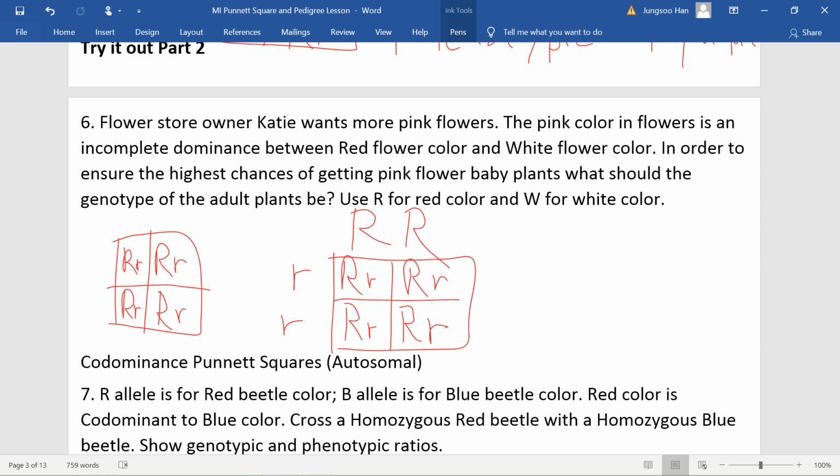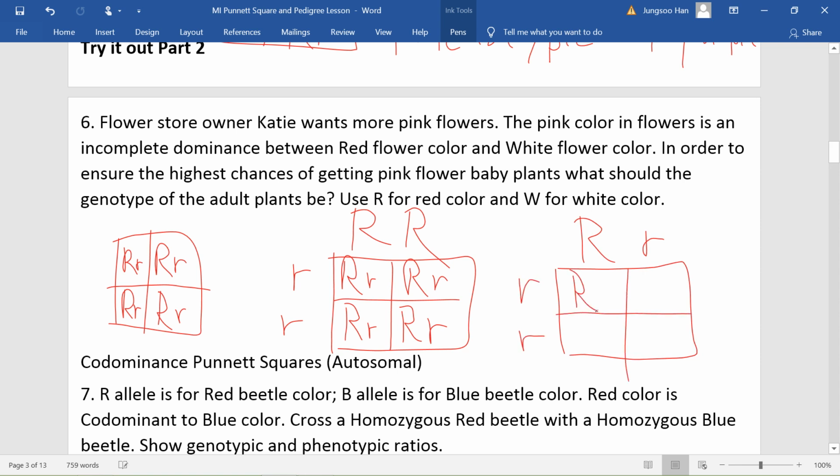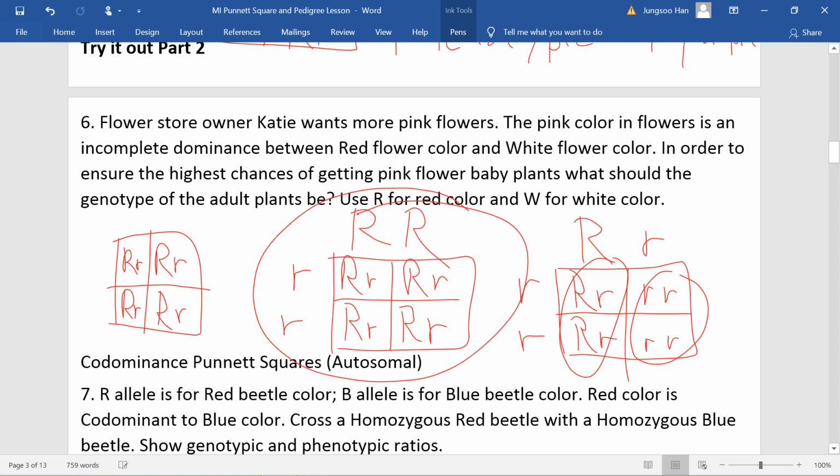Something else that would not be as successful would be like if you were to use a pink flower plant, okay, and you cross it with like a white flower plant, only 50% of the baby flowers would be white. The other ones would be pink, and the other 50% would be white. Okay, so this one right here gives you the best chance.